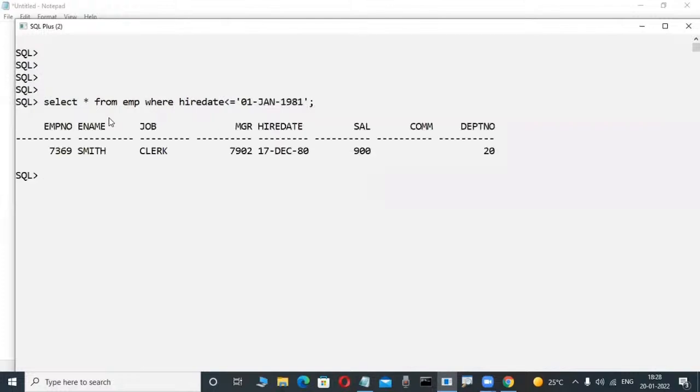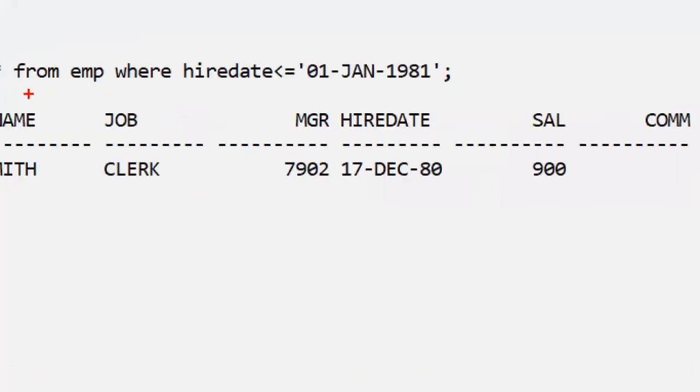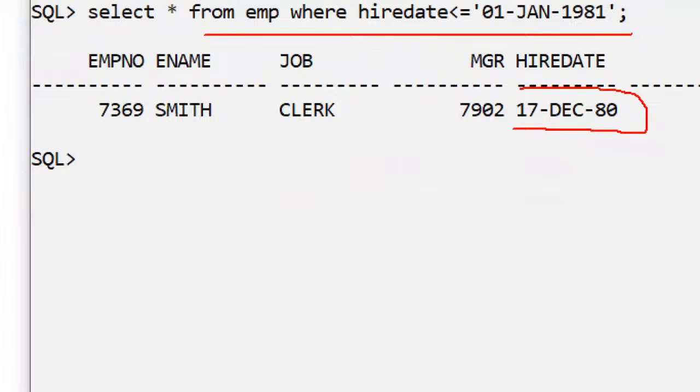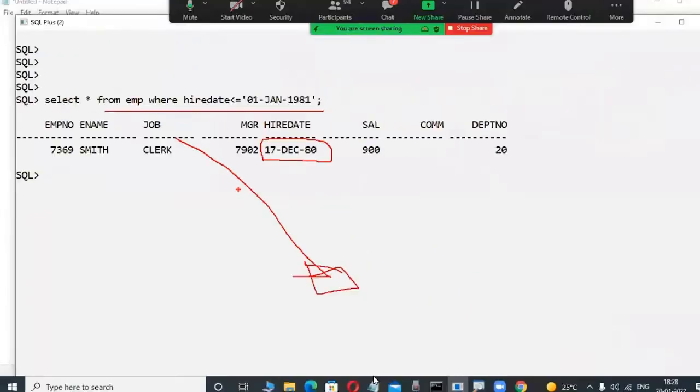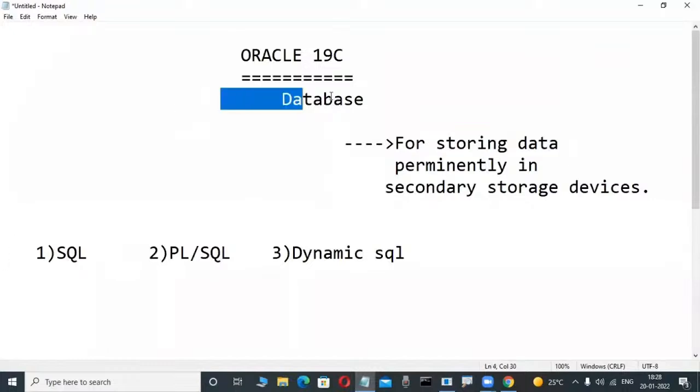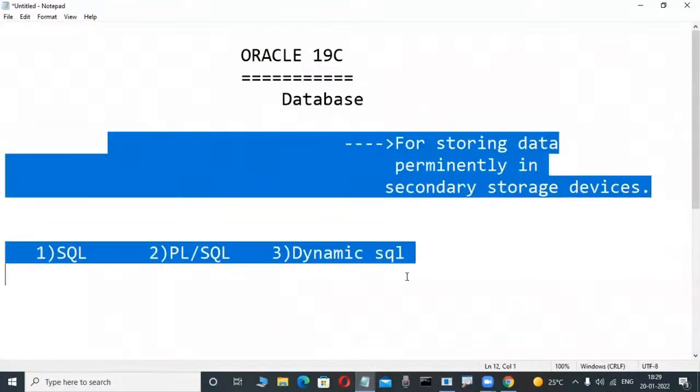They write queries. These are called queries. Observe here: select star from table name where hire date is less than or equal to, for example, 1st January 1981. Just by writing queries like this, the data is displayed automatically. With a single line of code, the employees who joined before 1981 are automatically retrieved from the database. That is why efficient data retrieval is the most powerful thing, and it is possible only through these databases and these languages.